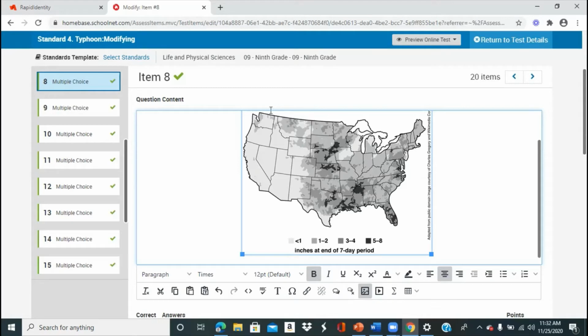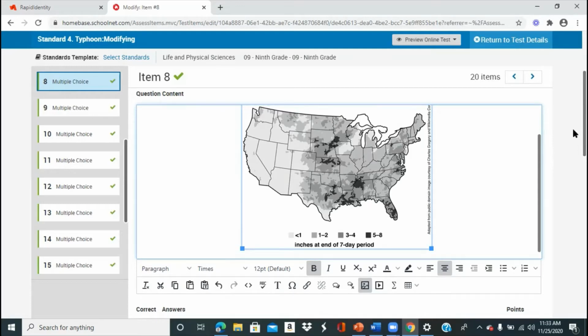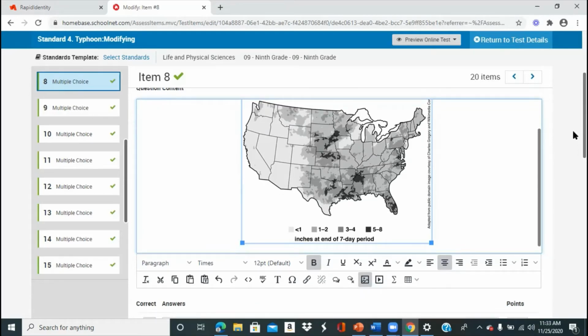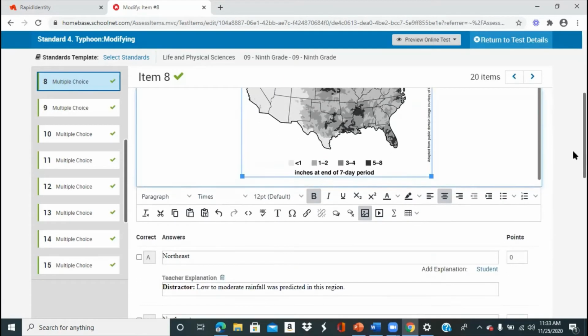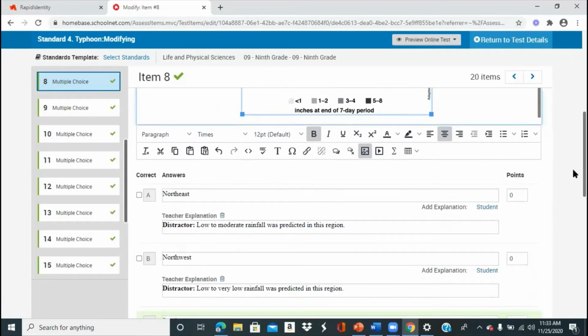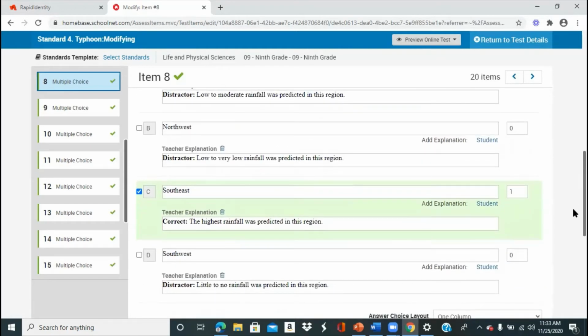So remember, northwest is over here, northeast is over here, southwest is over here, and southeast is over here. Among the four regions that I mentioned, obviously, it is the southeast region that should be bothered and worried about the possible flooding that could be experienced by the community members over there. So northeast, northwest, and southwest are all distractors. And southeast shows the highest rainfall that could lead to flooding.